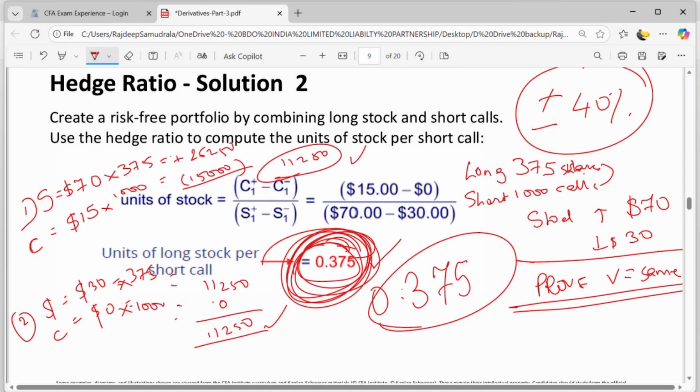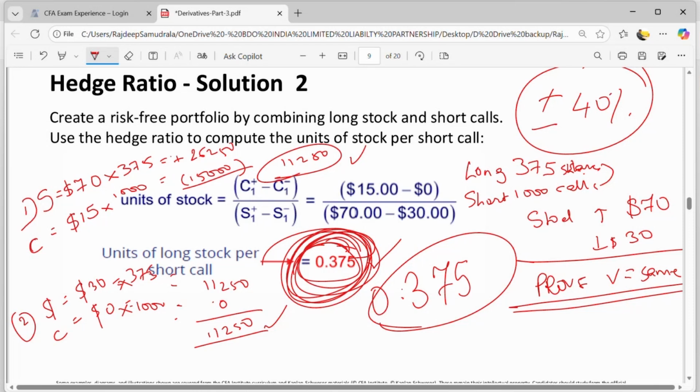Will it be long put and short stock? Potentially, long put means you have the right to sell, right? But if you have a short stock, that means you have to buy it back. A long put gives you the right to sell, not the right to buy. You understood? So that's also not a hedge.